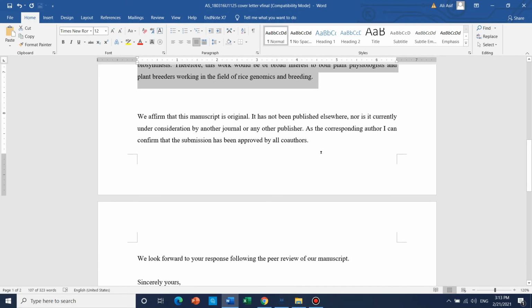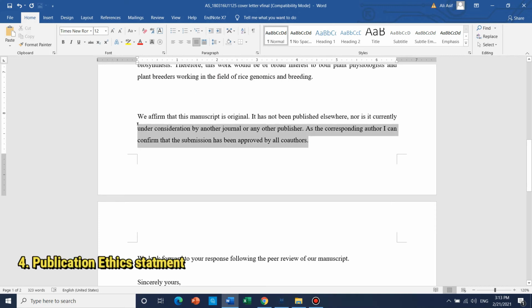And this is the fourth part. This fourth part is very important. We have to say that we affirm that this manuscript is original. It has not been published elsewhere, nor is it currently under consideration by another journal or any other publisher. As the corresponding author, I can confirm that the submission has been approved by all authors.